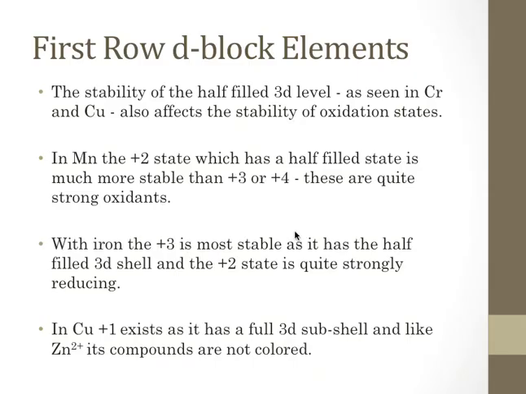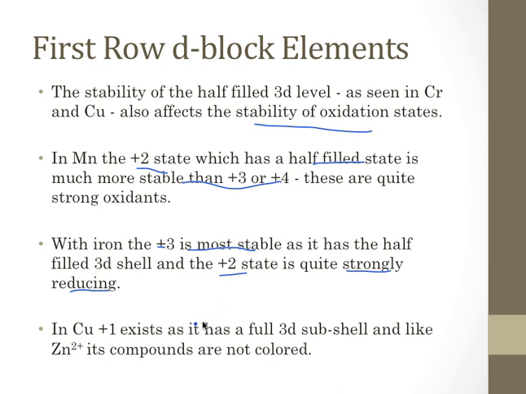Okay. We talked about the half-filled sublevels, chromium and copper, affecting the stability of those oxidation states, those half-filled 3D. In manganese, the +2 state has a half-filled, much more stable than the +3 or 4. Iron, the +3 is the most stable, and it has a half-filled 3D shell. The +2 state is quite strongly reducing. We'll see what that means in the Electrochem chapter.